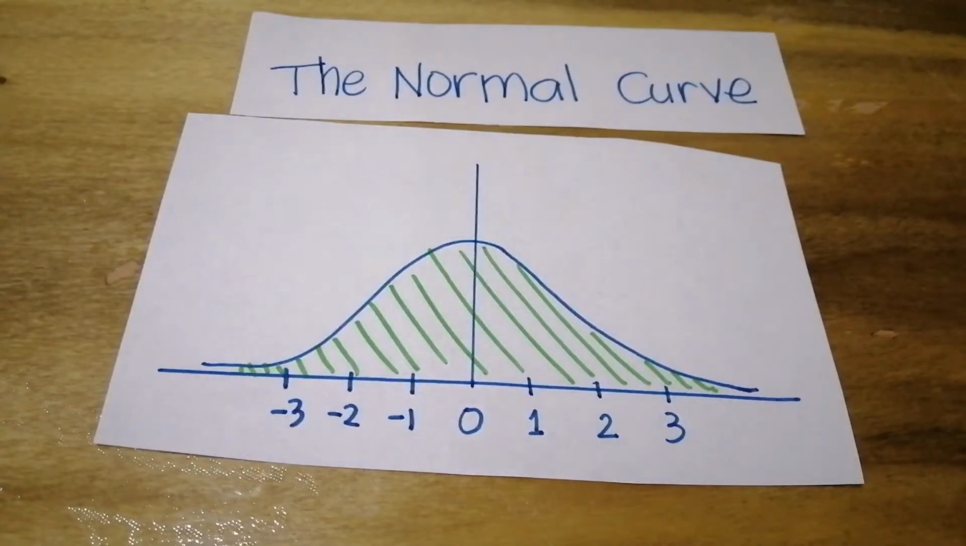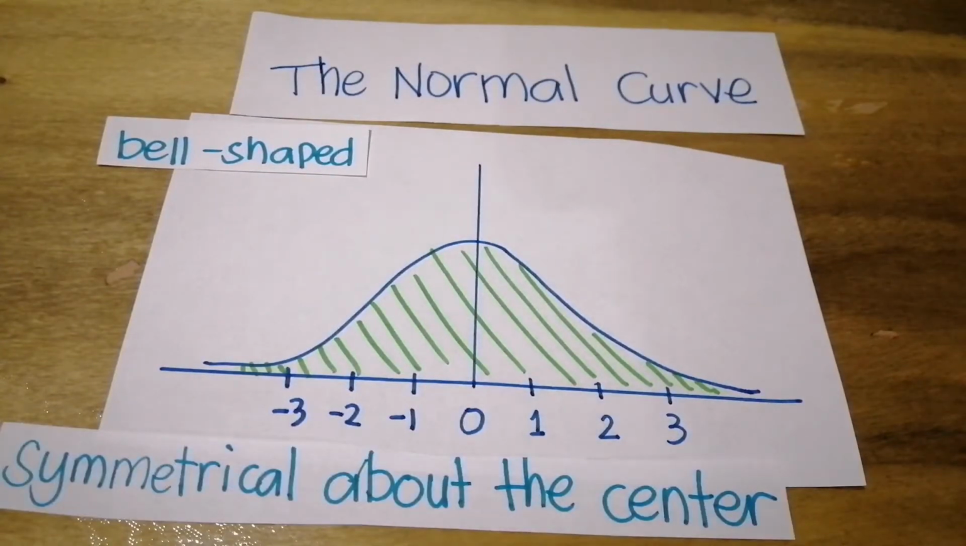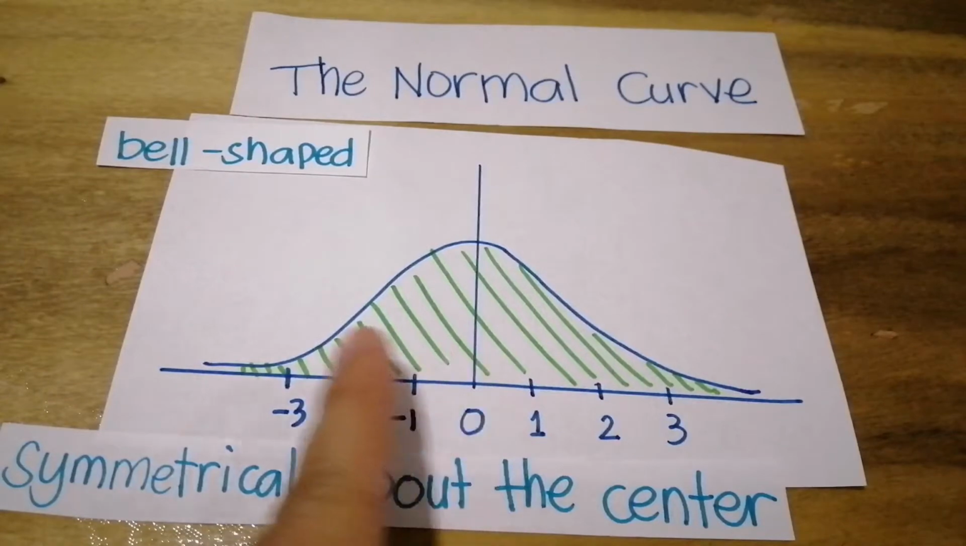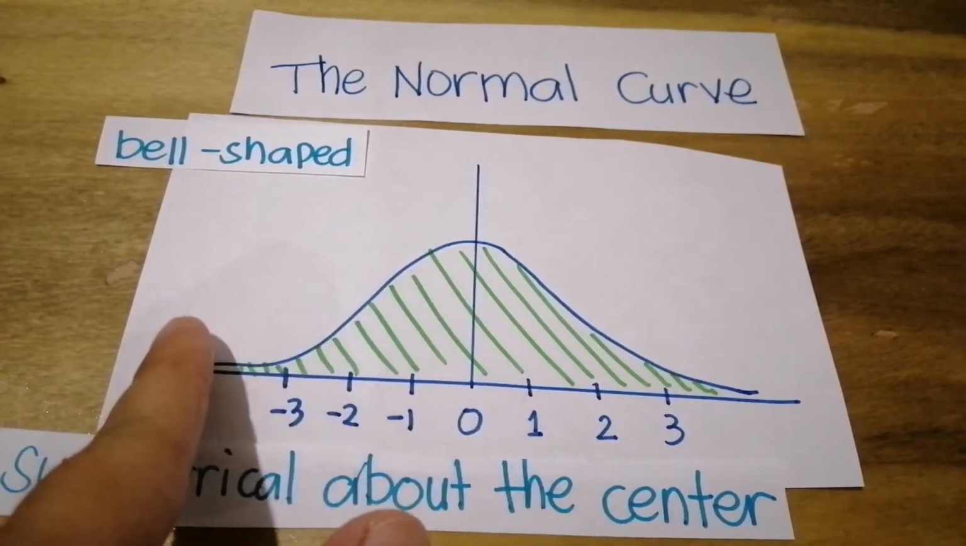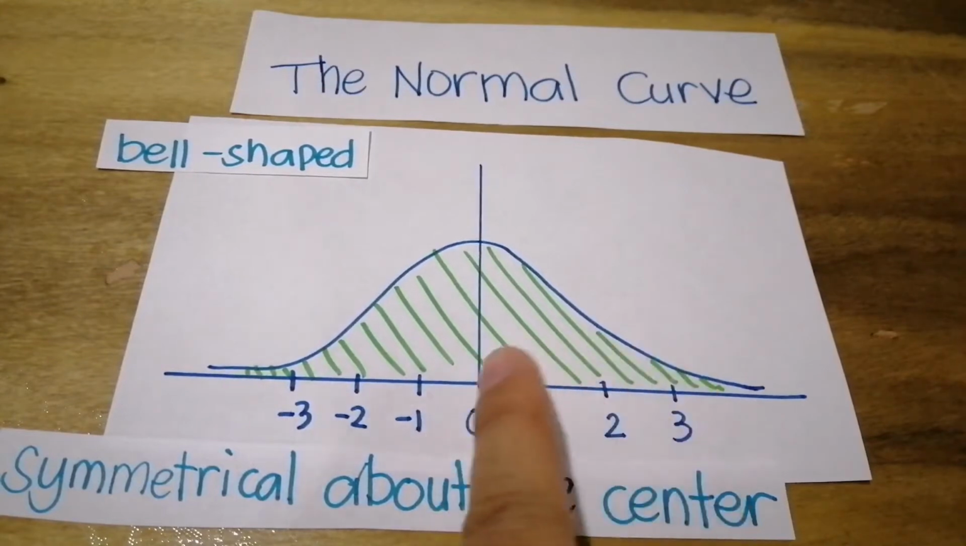And these are some characteristics of the normal curve. First is, it is bell-shaped. The second characteristic is, it is symmetrical about the center. So notice that this part here is a reflection of this part here.